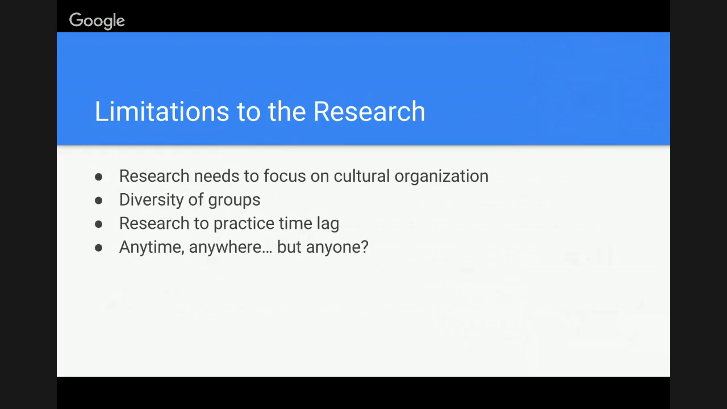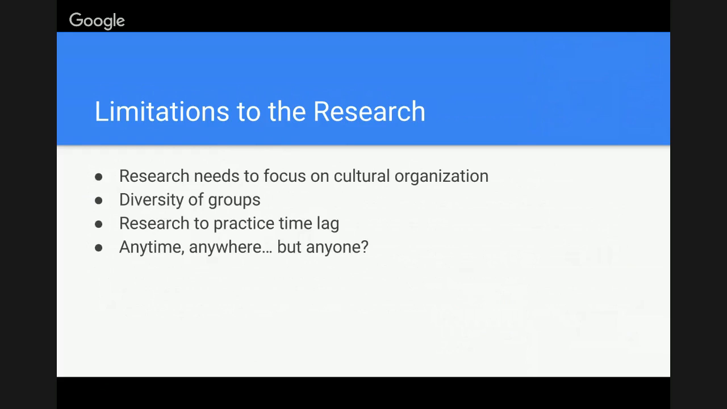Diversity of groups. So what works for one group may not work for another because people are different and how they're different, as well as the environment that they learn in. The larger the scale, the greater the diversity. There's a research to practice time lag. So by the time we can put research into practice, so much has already changed because mobile technology is changing so rapidly. So we need to do research that keeps up with those changes.